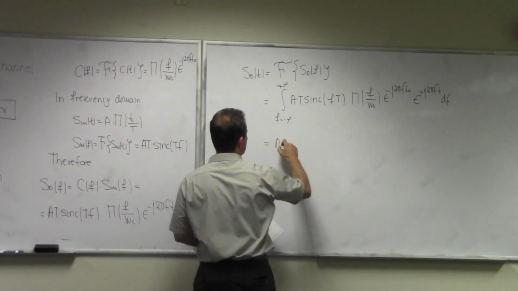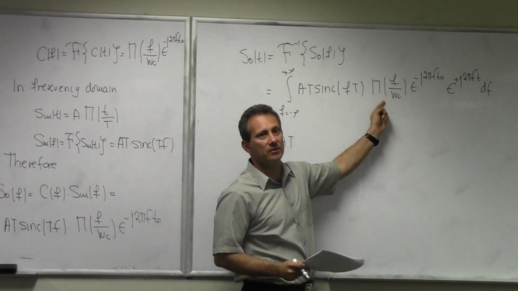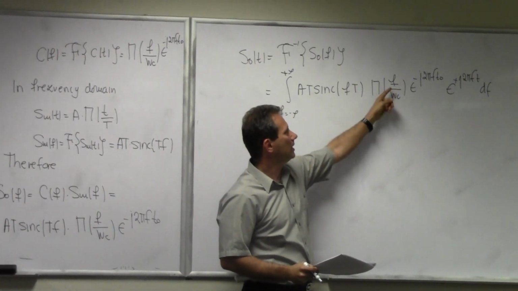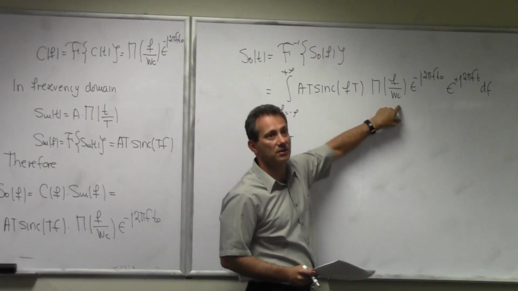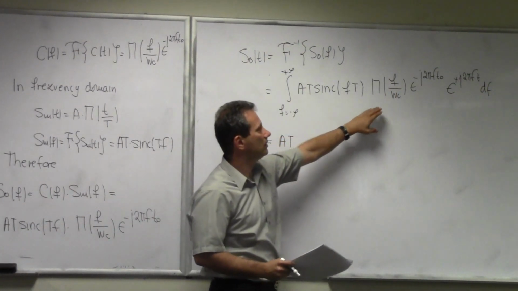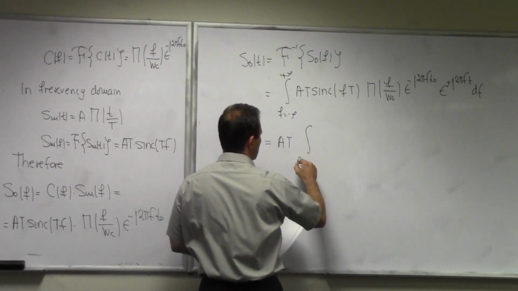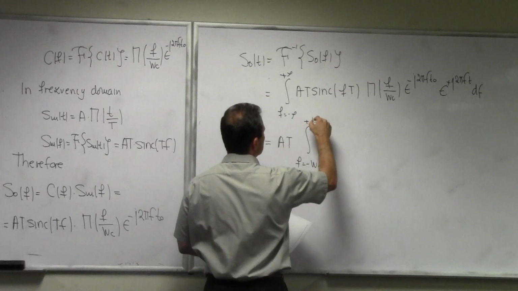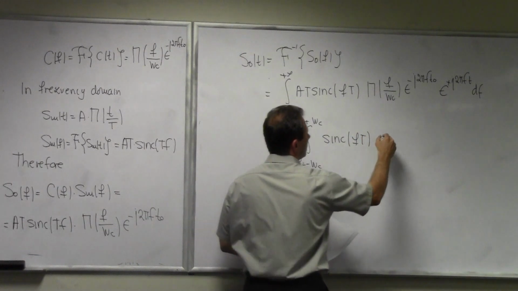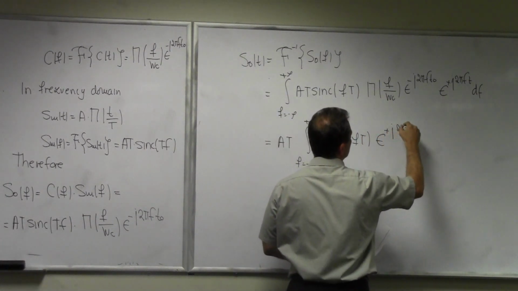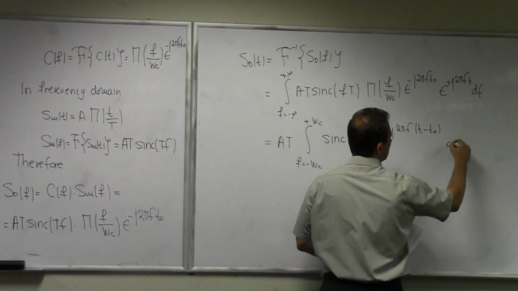Now this simplifies somewhat. So this is AT outside. Now this Π here actually controls the integration boundaries, right? It will be 1 when f is smaller than W_c in magnitude, and 0 otherwise. So therefore, integration outside of W_c gives you all zeros. So this becomes an integral when f goes from minus W_c to plus W_c, and then you have sinc(Tf) e^(+j2πf(t-t_0)), here's the delay, df.